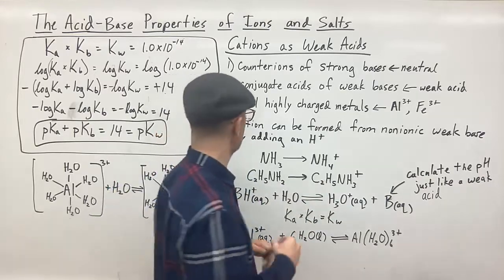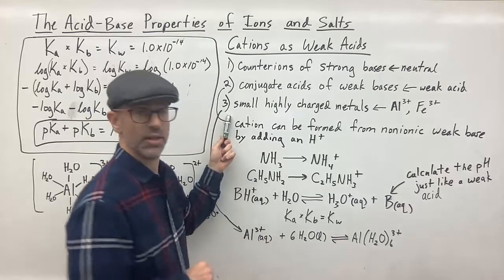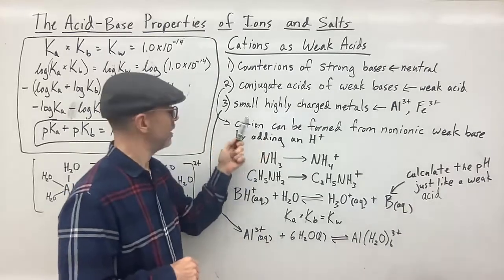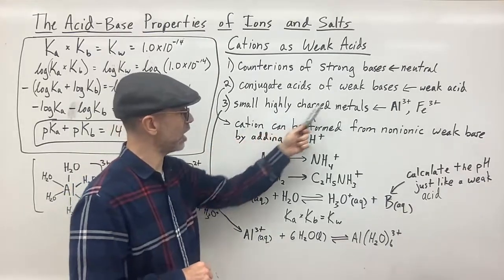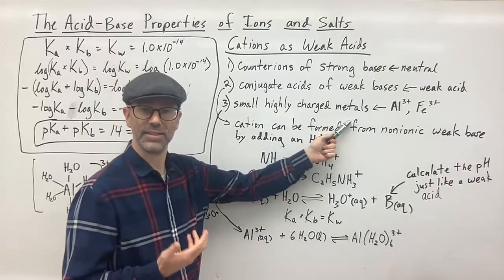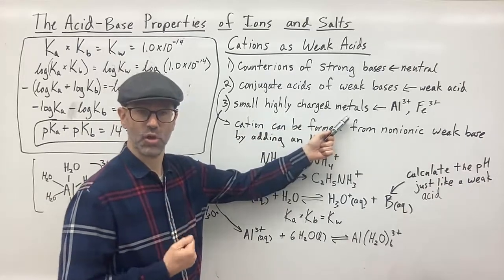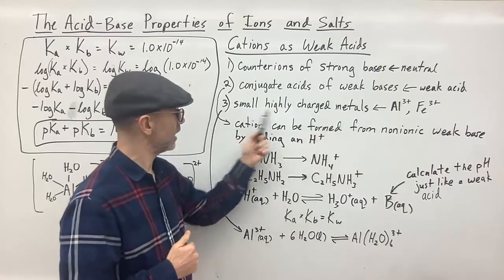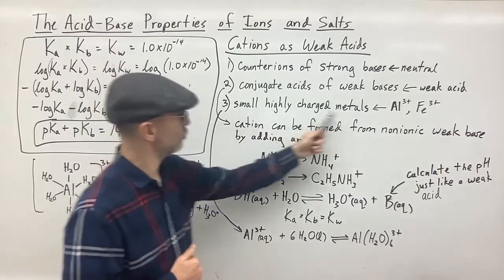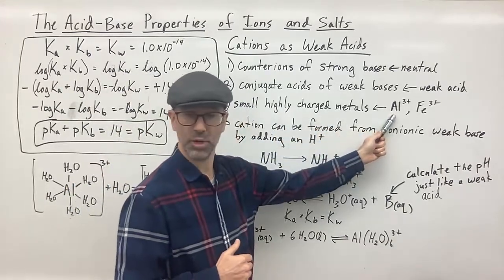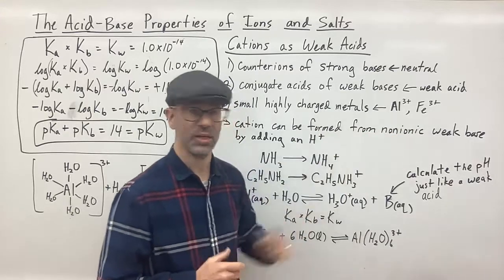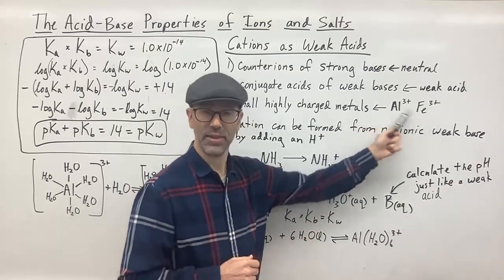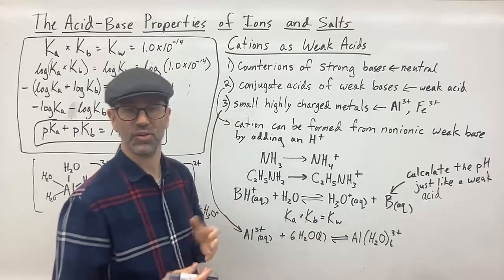Okay, well, what about the third category? The third category is that you have a small, highly charged metal, and those can act as acids. So those can be acidic in water. So these would be metals like aluminum 3 plus or iron 3 plus, highly charged metals, and they're small. So how does this work?